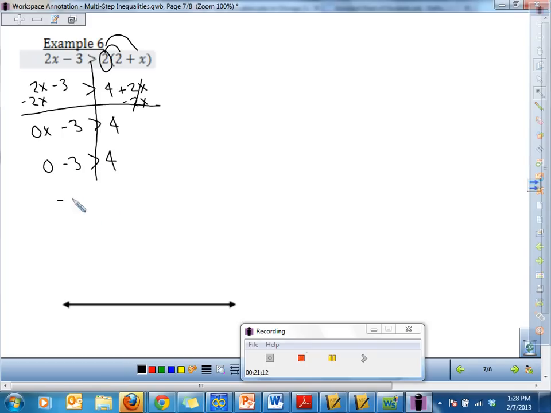0 minus 3 is negative 3. Alright, at this point I need to ask myself, is this true? Is negative 3 greater than 4?